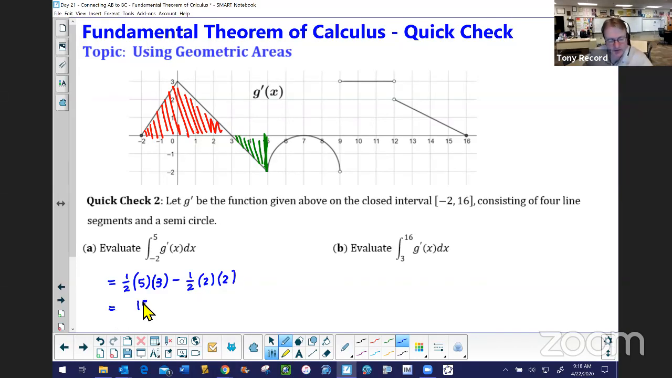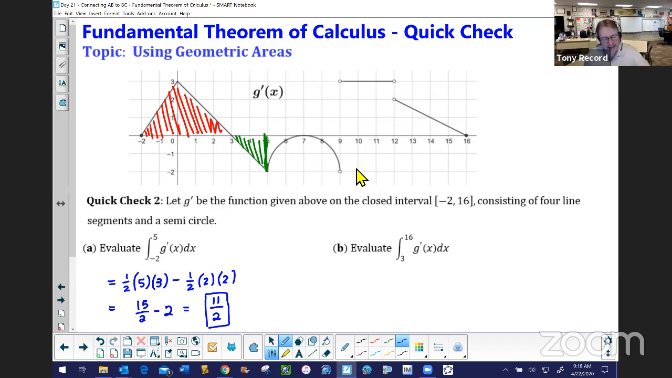If we do choose to simplify, it's going to be 15/2 minus 2, which I believe would be 15/2 minus 4/2, or 11/2, 5.5. Okay, but we definitely encourage you to take a look at B to capture that nuance of this very interesting shape that's going on there.